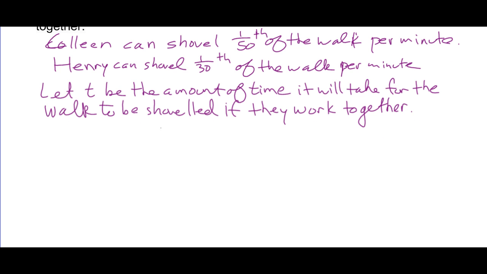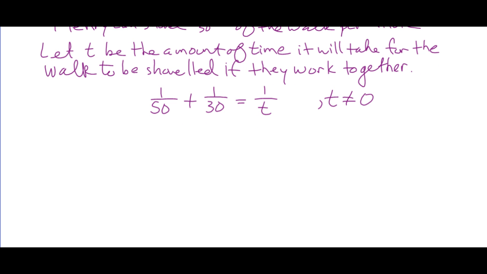So we can say 1 over 50 plus 1 over 30 is equal to 1 over t. Working together, they have a particular rate, and that's going to take them t minutes. We're just going to solve for t. So t can't be 0, which it can't be anyways. You can't do the walk in 0 minutes. Unless you're in Los Angeles or something, and then you're not shoveling walks. It doesn't snow there.